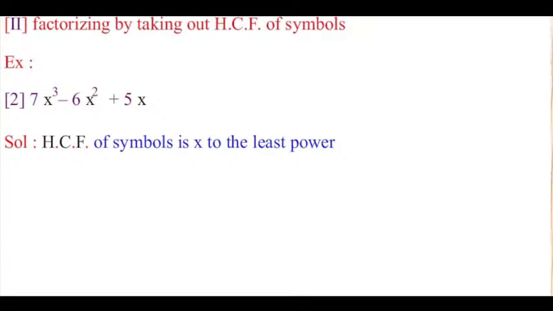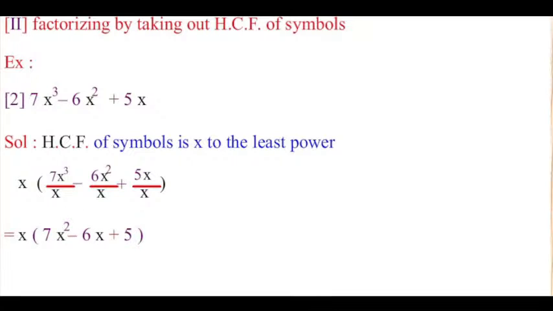Factorizing by taking out HCF of symbols. Example 2. 7x to the power 3 minus 6x squared plus 5x. Solution. The highest common factor of symbols is x to the least power. Then x out and open bracket 7x to the power 3 over x minus 6x squared over x plus 5x over x. Then we have x open bracket 7x squared minus 6x plus 5.